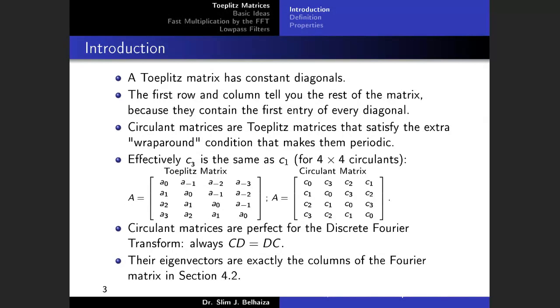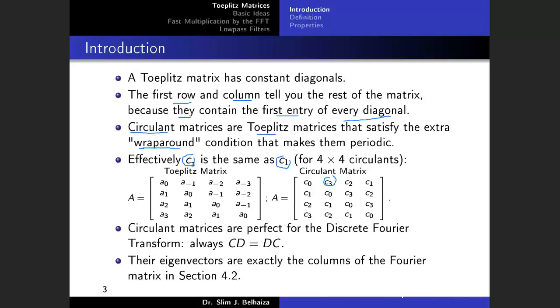First of all, as an introduction, what is a Toeplitz matrix? It has constant diagonals, where the first row and column tell you the rest of the matrix, because in fact they contain the first entry of every diagonal. What we've seen before are circulant matrices, as you recall. They are Toeplitz matrices that satisfy the extra wraparound condition that makes them periodic. So effectively, C3 is the same as C1 in circulant matrices, okay?